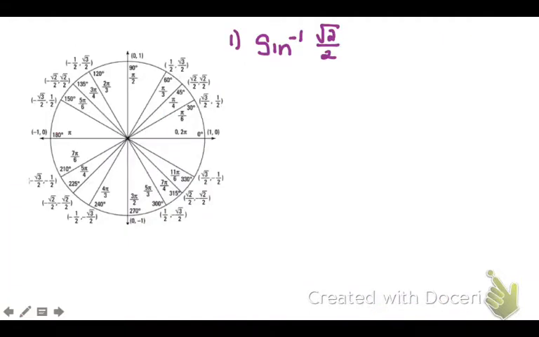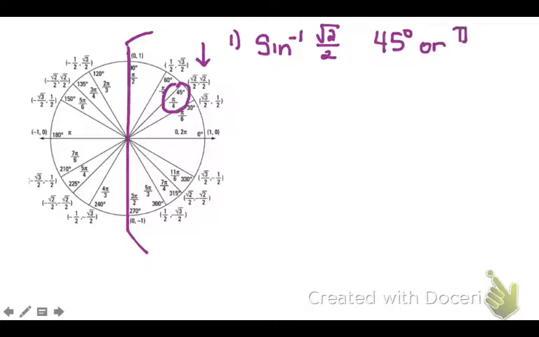Let's try arc sine of square root 2 over 2. So remember, when we're dealing with sine, we're dealing with this part of the unit circle. We know sine means it's a y value, so we look at the y values and we find square root 2 over 2. So our answer, it depends if we want an answer in radians or degrees, but our answer is going to be 45 degrees or pi over 4 radians.